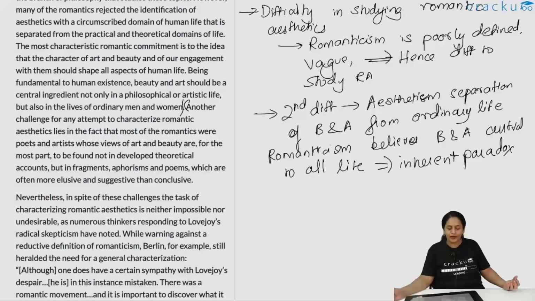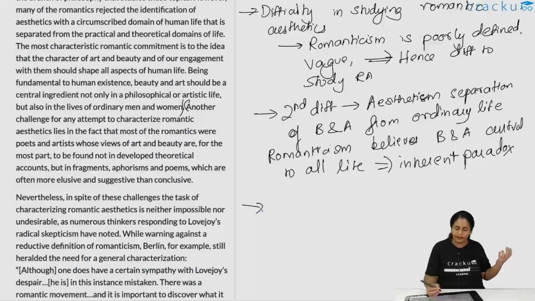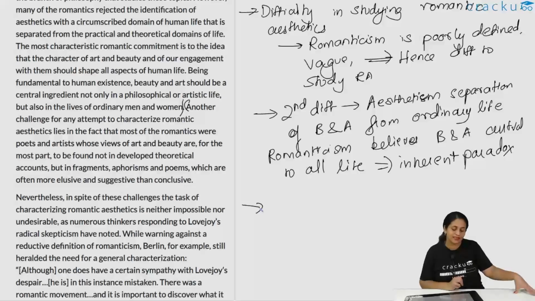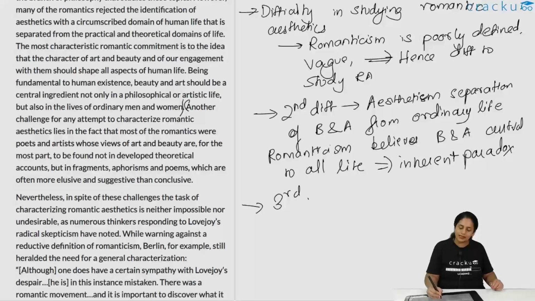Another challenge, the third difficulty, for any attempt to characterize romantic aesthetic lies in the fact that most of the romantics are poets and artists whose views of art and beauty are, for the most part, to be found not in developed theoretical accounts, but in fragments, aphorisms and poems which are often more elusive and suggestive than conclusive. So what is the author saying over here?